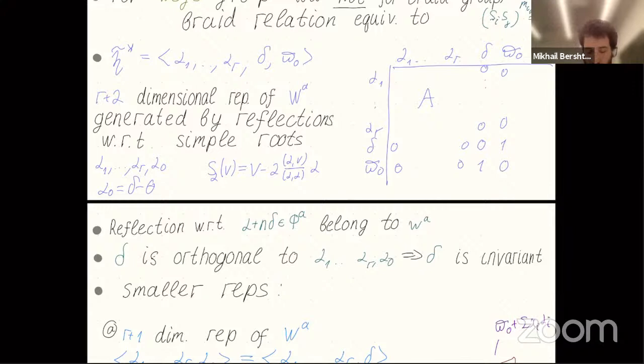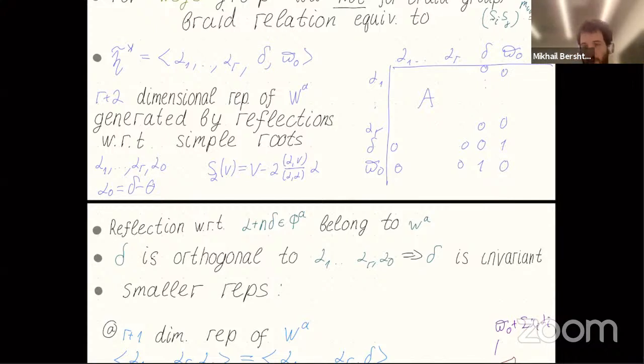The second remark is that delta is orthogonal to all simple roots. This is by definition, because here we have zeros, and alpha 0 is again delta minus theta. Delta is orthogonal to itself and orthogonal to theta. Hence, delta is invariant under any reflection. Here we have 0 in the numerator. So this R plus 2 dimensional representation is not reducible. It has a one dimensional submodule.